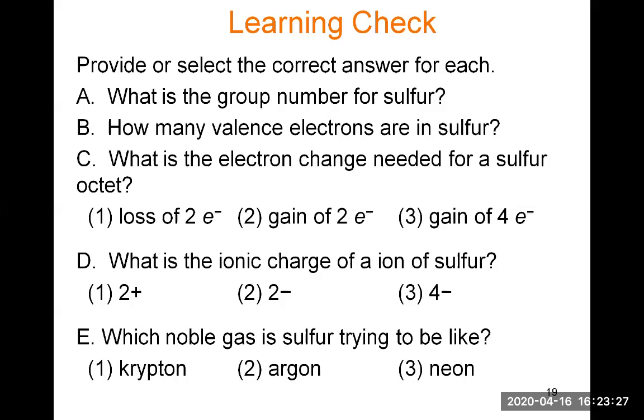One more practice problem here. Provide or select the correct answer for each. What is the group number for sulfur? Again, pause the video to try to answer yourself before you watch the answer. So what is the group number for sulfur? Sulfur is found on the right side of the periodic table, atomic number 16, and it's in group 6A.